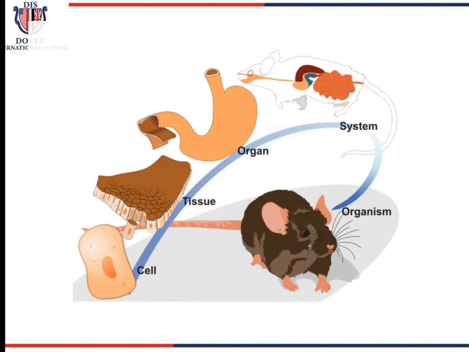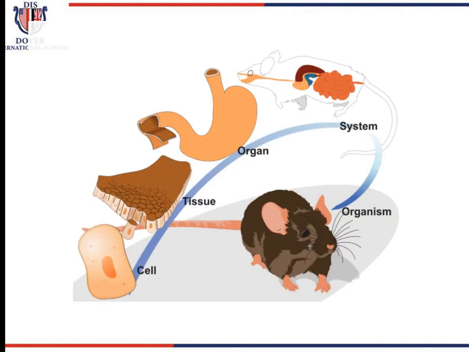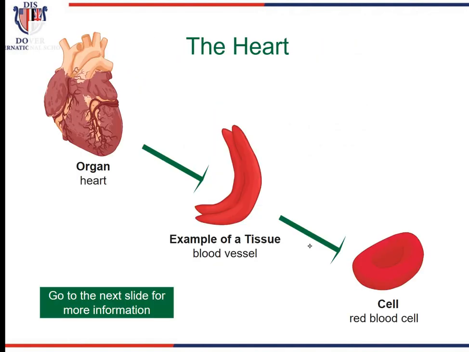So here, the smallest building unit is the cell. Then cells together will give me a tissue. Different tissues will give me an organ. Organs together will give me a system, and many systems together will give me an organism. So for example, I have red blood cell. The tissue here is a blood vessel. The organ is the heart, and the system is the circulatory system. So this is an example of the levels of organization.